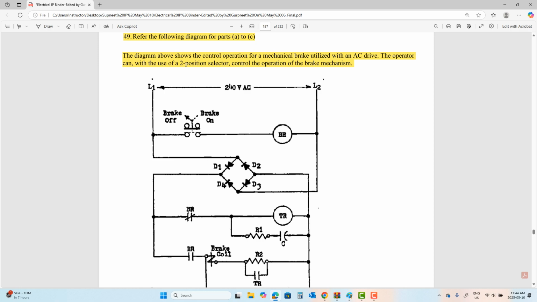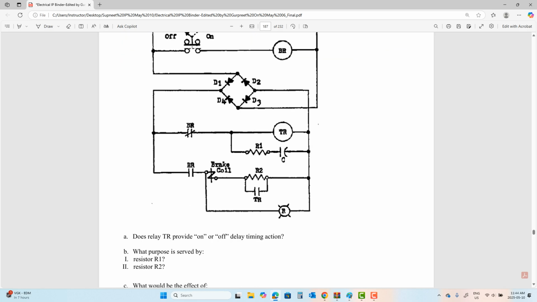You have 4 diodes converting AC to DC. You have a timing relay, which is controlling the R1 and the C. R1 is the resistor and C is the capacitor, and the time delay is the product of R1 and C. If R1 was 100 ohm and C was 1 farad, the delay will be 100 times 1, which is 100 seconds. You're clear? Okay.